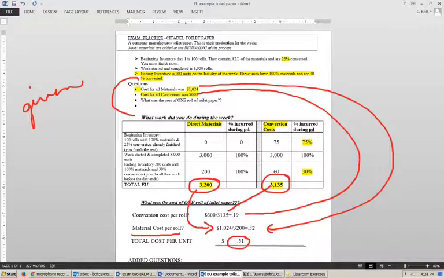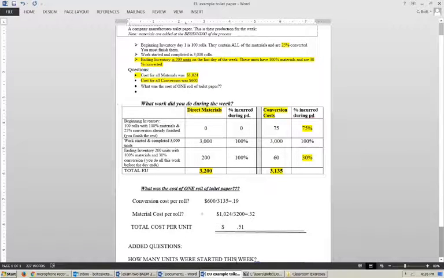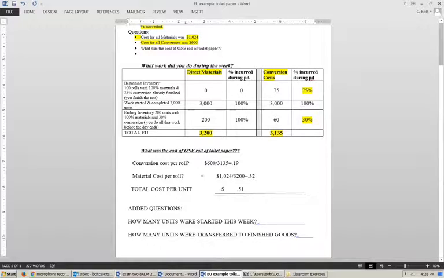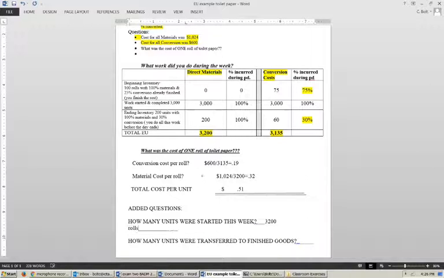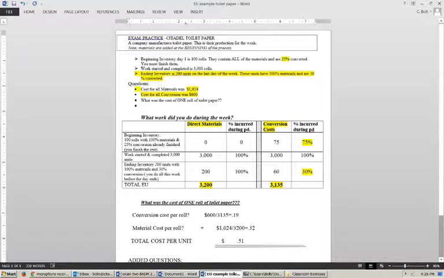So let's keep going. One more small question that's been asked down here. Actually, two. Let's just throw out the fact that there are two more questions. How many units were started during this week? So we look at the fact, if we scroll back up, we see that the 100 units were already there. So we didn't start those, but we did start 3,000, and we did start 200. So we can say that 3,200 rolls of toilet paper were started during the week. We started the 3,000 here, and we started the 200 here.